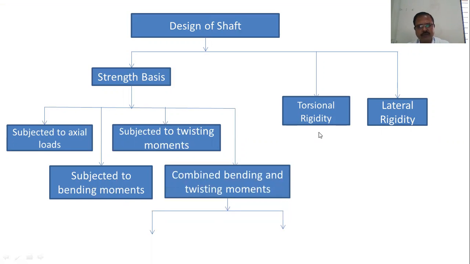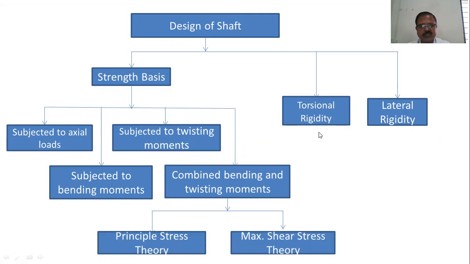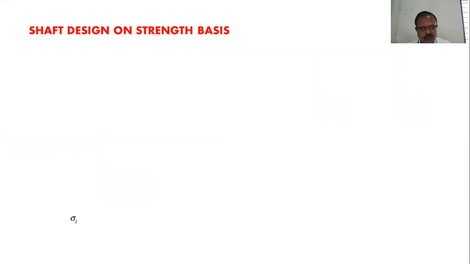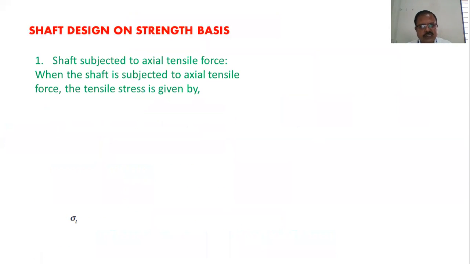We can design the shaft on combined bending and twisting moments also, where we are going to use two theories. One is principal stress theory and one is maximum shear stress theory. Now, talking in detail about all the bases, that is strength basis on axial loads, bending moments, twisting moment, and combined bending and twisting moment. So, starting with the design of shaft on the basis of strength subjected to axial tensile force.